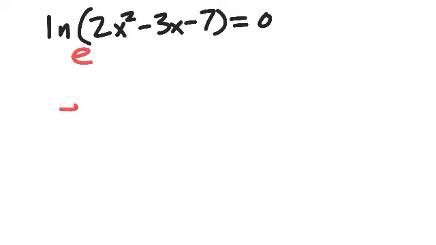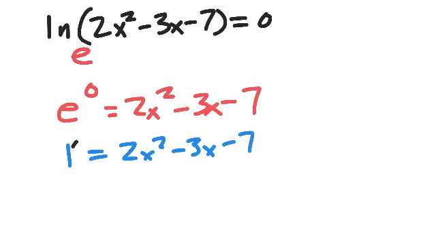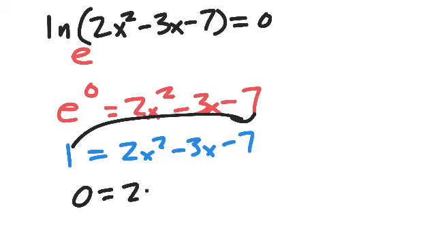So this is going to be e raised to the 0 power equals 2x squared minus 3x minus 7. I mean, you don't have to erase it all. All it's going to be is one thing's changed. So this is going to be 1 equals 2x squared minus 3x minus 7. Right here is where it will start changing. Move that over. It becomes negative, so I'm going to get negative 8. 2x squared minus 3x minus 8.